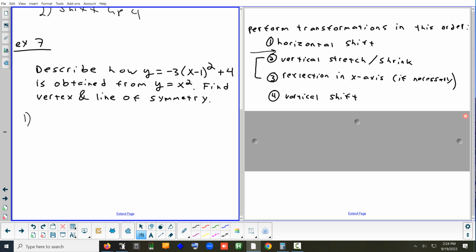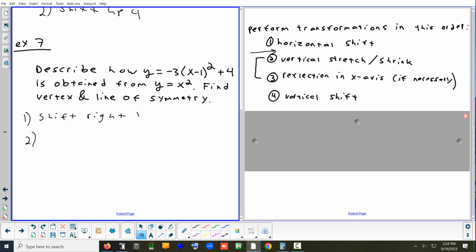All right. Let's start with the horizontal shift. What number there controls the horizontal shift? The number after the x? Yep. So that's the minus 1. And can you tell me in this case which way it's going to move and how much? To the right 1 unit. So shift right 1. Perfect.